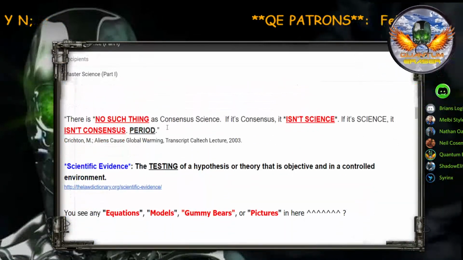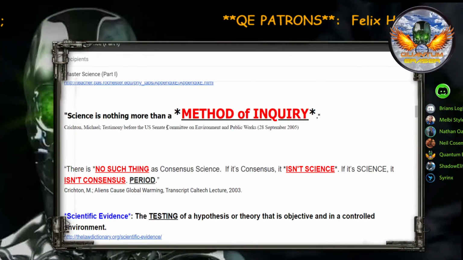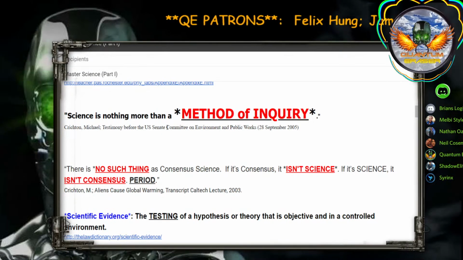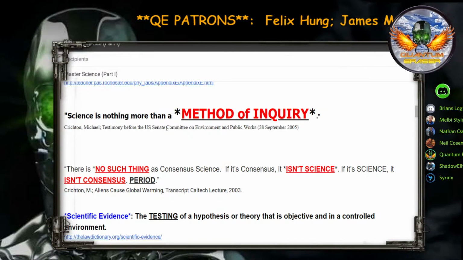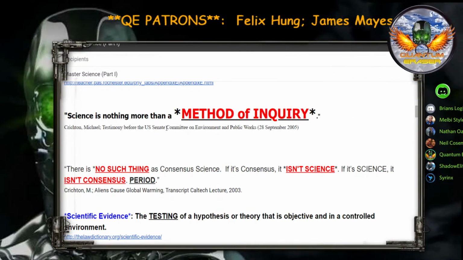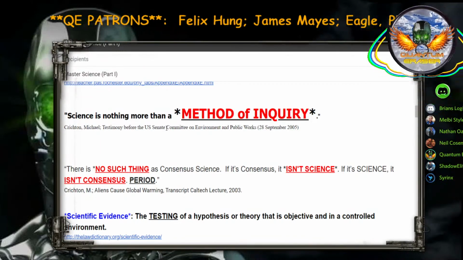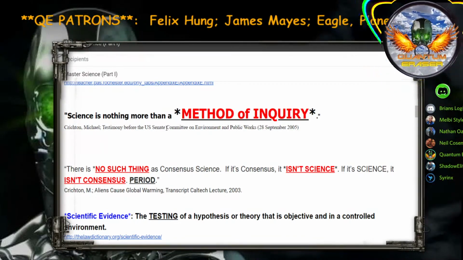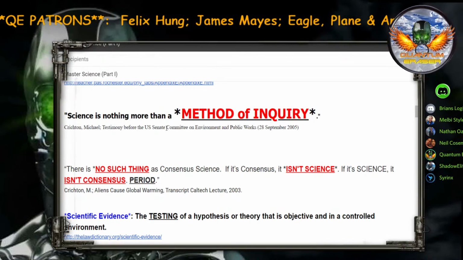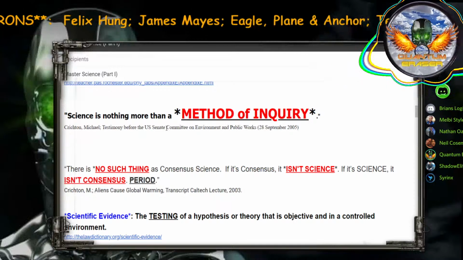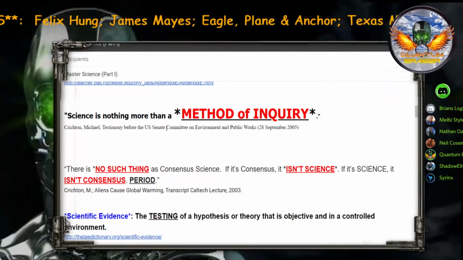Back to Michael Crichton. Go ahead. I didn't know if it was rhetorical or not. It was rhetorical. So back to Michael Crichton, transcript from the Caltech lecture, and this follows. It makes sense. There is no such thing as consensus science. If it's consensus, it isn't science. If it's science, it isn't consensus.